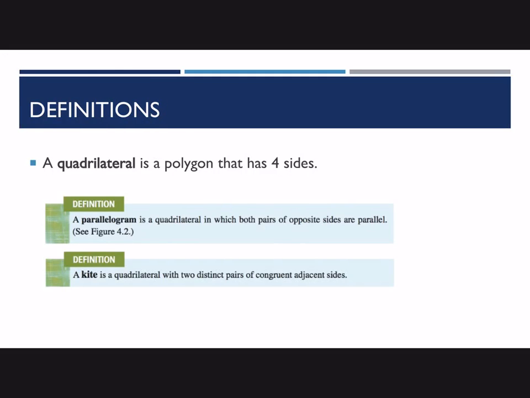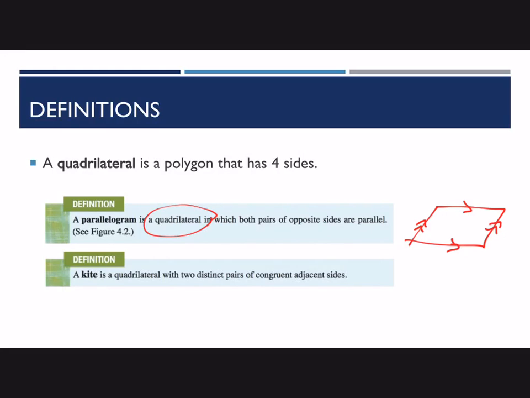Let's look through the definitions. You can read these on your own as well from the textbook, but just to review, we've talked about quadrilaterals. They're polygons with four sides. Parallelograms are quadrilaterals in which both pairs of opposite sides are parallel. So we have parallel sides here, parallel sides here. Notice they're also quadrilaterals, so that carries some more information as well. We didn't repeat the fact that they had 4 sides, but that's built into the definition.